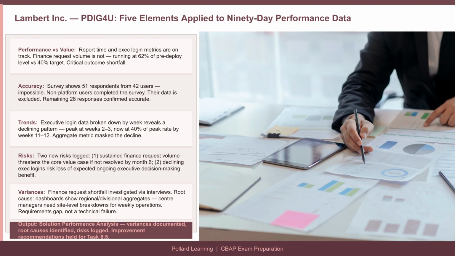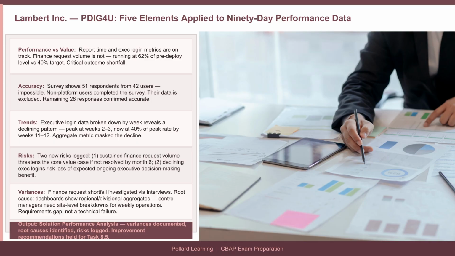Trends. When executive login data is broken down by week rather than aggregated, a declining pattern emerges. Login frequency peaked at weeks 2 and 3, and by weeks 11 and 12, the rate has fallen to 40% of that peak. The aggregate metric had masked the decline entirely. Risks. 2 new risks are logged. First, sustained finance request volume at current levels threatens the core value case if not resolved by month 6. Second, the declining executive login trend risks loss of the ongoing executive decision-making benefit the project was designed to deliver.